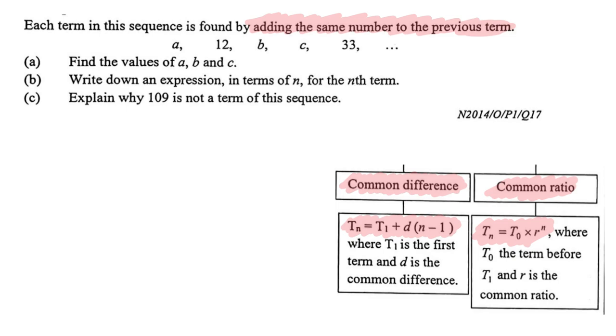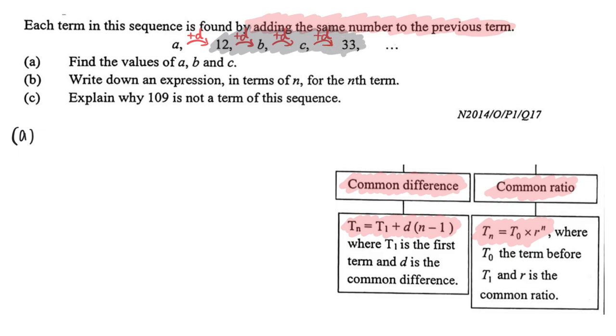we now know A to 12, I'm going to add a common number D. This one also adds. To get B, B plus D. To get C, C plus D. To get 33. So this is what is known as the common difference number pattern. So for part A first, we do notice, I'm going to focus on this.